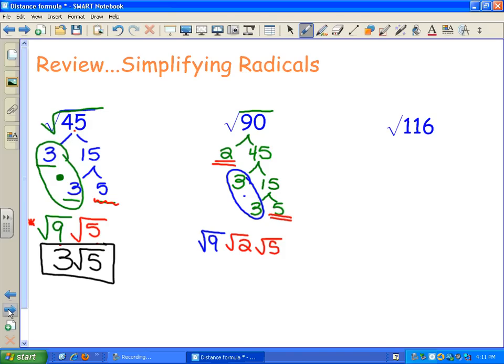So let's simplify. 9 is a perfect square and the square root of 9 is 3. Since it's a perfect square, it no longer has that radical. 2 is not a perfect square, and 5 is not a perfect square. Since I can't simplify those, I can multiply them together at the end. So 2 times 5 is the square root of 10, and it has the radical there because neither of them were perfect squares. So my answer is 3 square roots of 10.